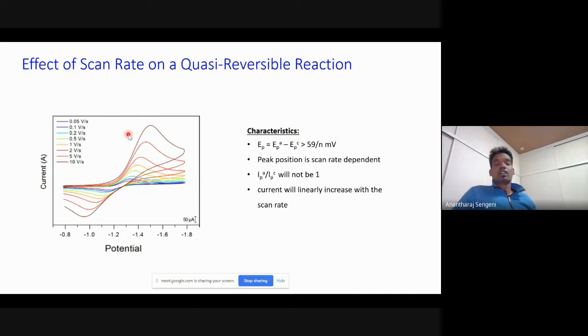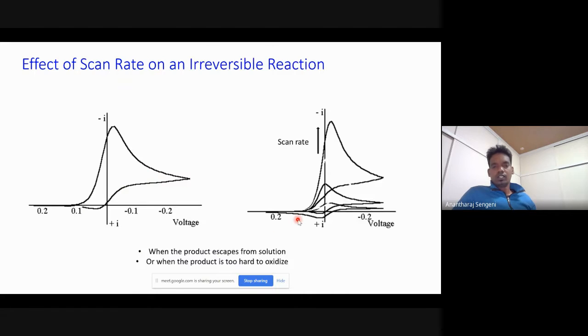And then we saw another type of reaction commonly encountered in electrochemistry, that is quasi-reversible reaction. And we also saw the characteristics for a quasi-reversible reaction, and there is another type of reaction which is called irreversible reaction. And for irreversible reaction, we saw that there are three instances where such an irreversible reaction can be observed. Instance one, where your product escapes out of the solution. Instance two, where your reduced or oxidized product in the forward scan is too stable to be reduced or oxidized back in the reverse scan.